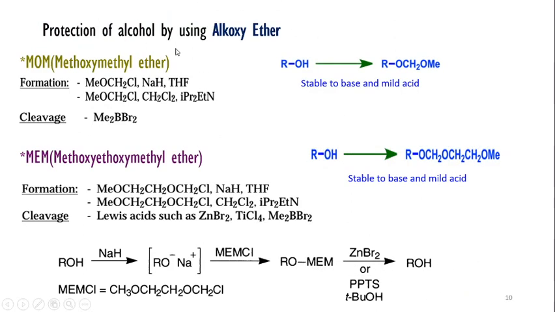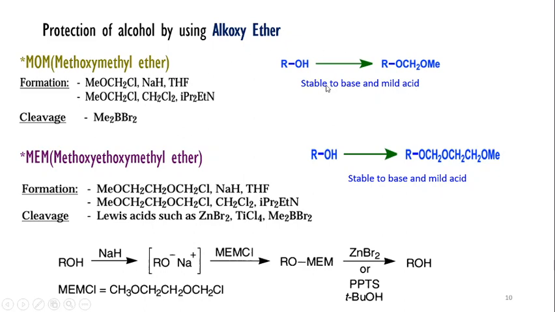Then the protection of alcohols by using alkoxy ether. The protection of alcohol by using alkoxy ether can be done with the help of MOM, that is methoxymethyl ether, and MEM, that is the methoxyethoxymethyl ether. And the methoxymethyl ether can be obtained by the reaction of alcohol with the methoxymethyl chloride in presence of NaH, THF, and it can be cleaved by the Lewis acid.